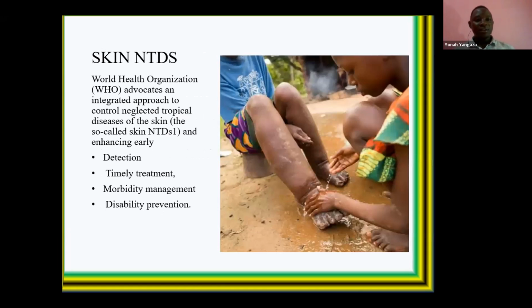So skin NTDs, according to WHO, advocates an integrated approach to the control of neglected tropical diseases and fighting the NTDs in endemic areas. We have to detect, treat, manage morbidity, and prevent disability.